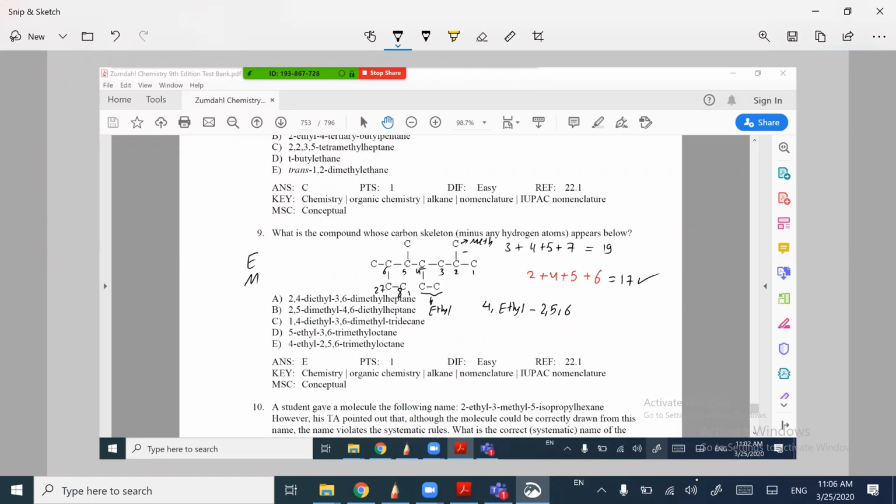We have 2, 4, 6 for the same branch, so trimethyl. Longest carbon chain: meth, eth, prop, but, pent, hex, hept, oct, octane. This I think covers the rules. But if we are naming a benzene compound, let's talk about the rules for the benzene compound.